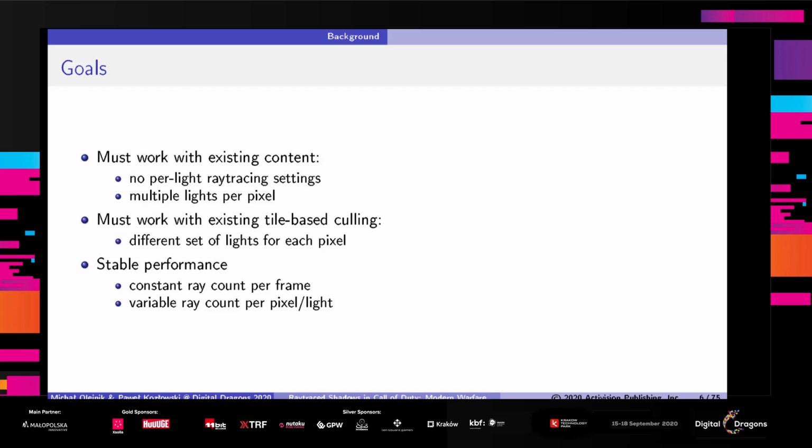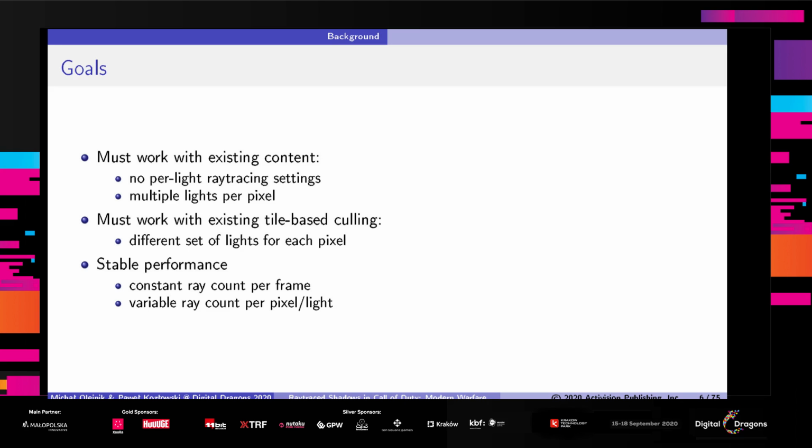We started our work after most of the maps were done, so we had to make sure ray tracing would work without having to redo the lighting for those maps. That meant no specific ray tracing settings in the editor. The only thing we had to work with were the physical light sizes already specified by the artists.